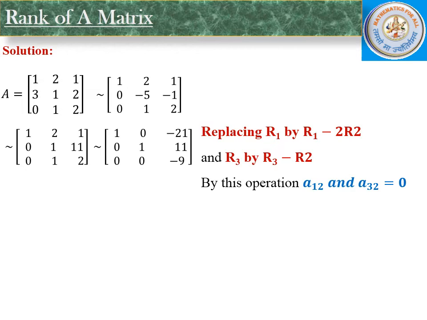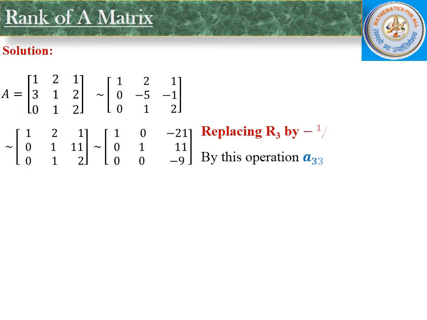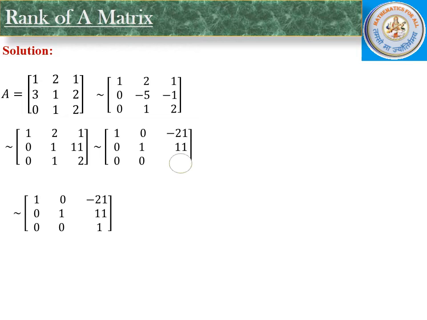Now we move to the next column, that is the last column. So first we replace R3 by minus 1 by 9 R3. It means we multiply R3 by minus 1 by 9. So in this way the last element, in the third row, third column, A33, will be 1. In this way we have formed the diagonal element 1.